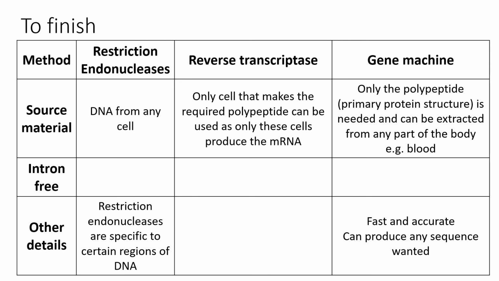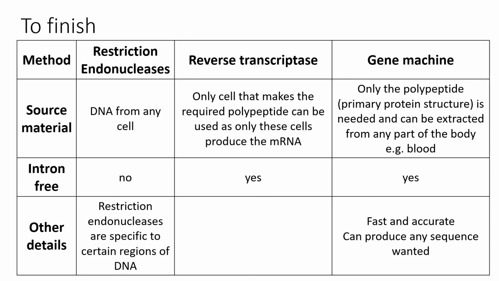In terms of introns, restriction endonucleases are not intron free. Because we're going to the source DNA, there are going to be introns there, and that can obviously cause complications. With reverse transcriptase, we are intron free. There are no introns involved because they have been taken out in the process of splicing. When it comes to gene machines, again, introns are not a problem because we are only targeting the coding regions. Remember, if we're dealing with a prokaryotic organism, then we do not have any issue with introns at all.